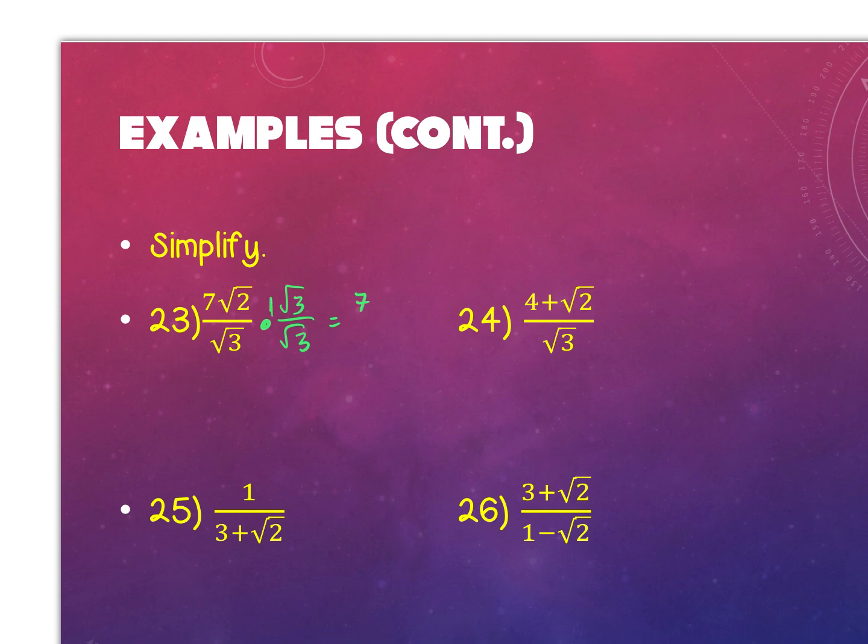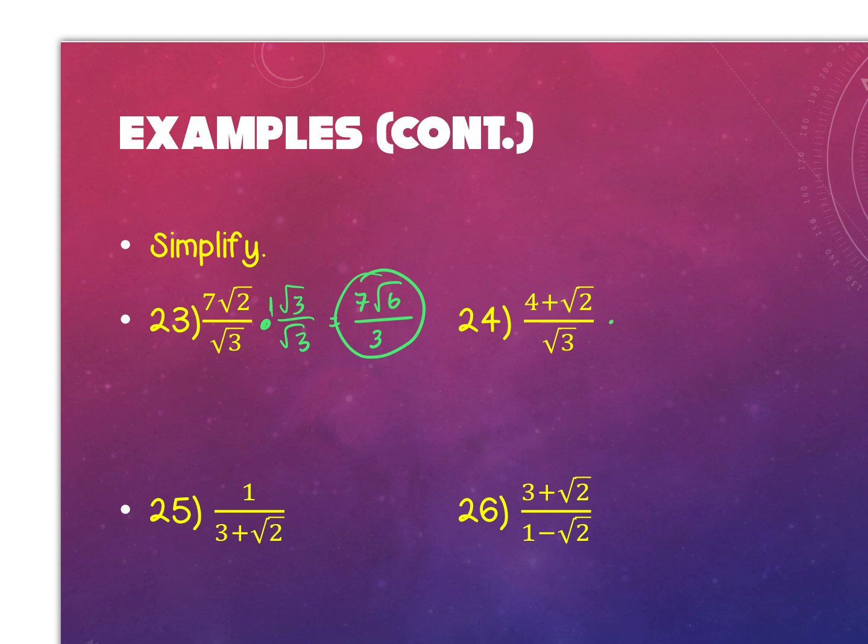7 times 1 is 7. And then radical 2 times radical 3 is radical 6. And the denominator, square root of 3 times square root of 3, is just 3. And we're done. I can't simplify this 6 with this 3. And the reason I can't do that is because I can't simplify roots with outside numbers. Okay, so that's as far down as I can go.